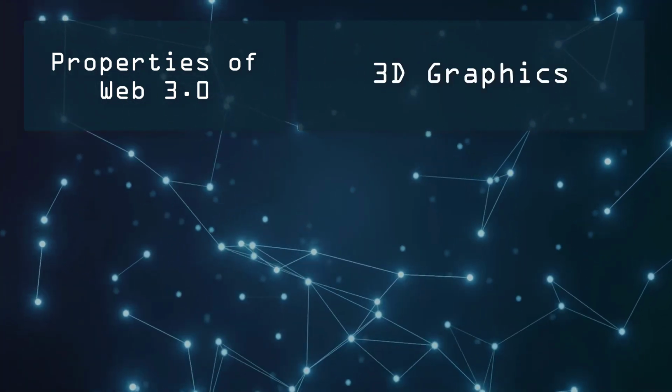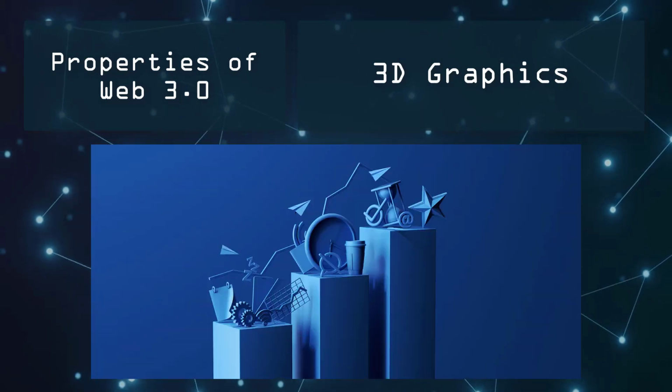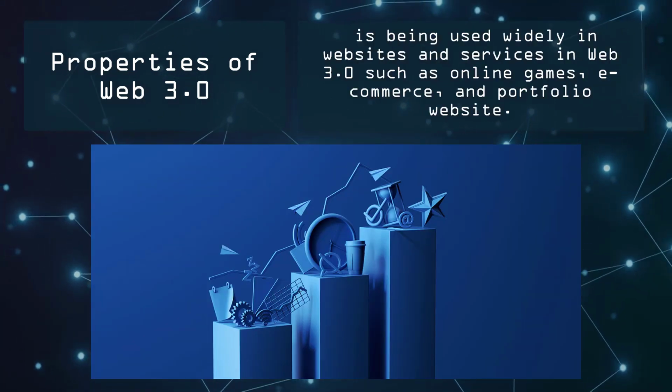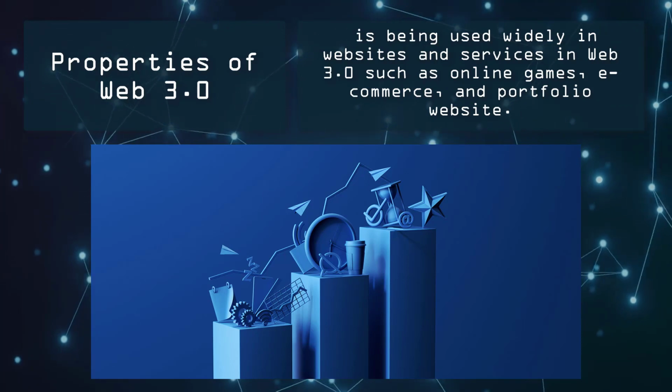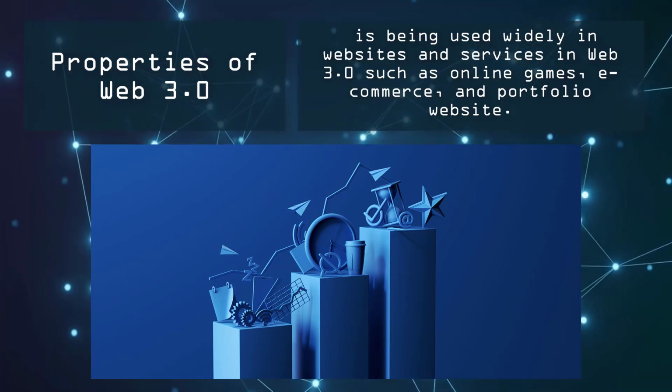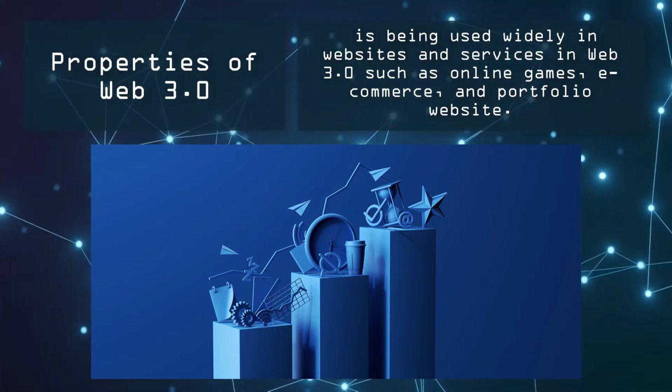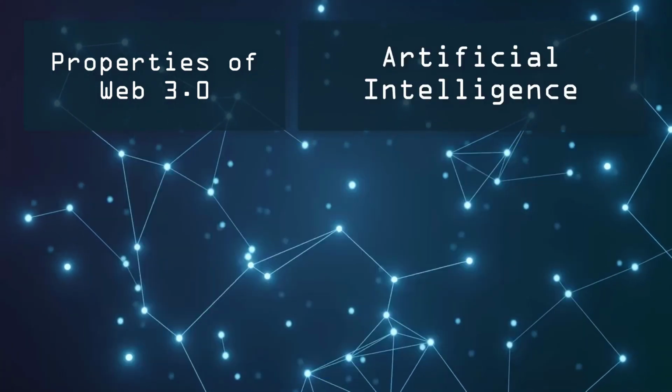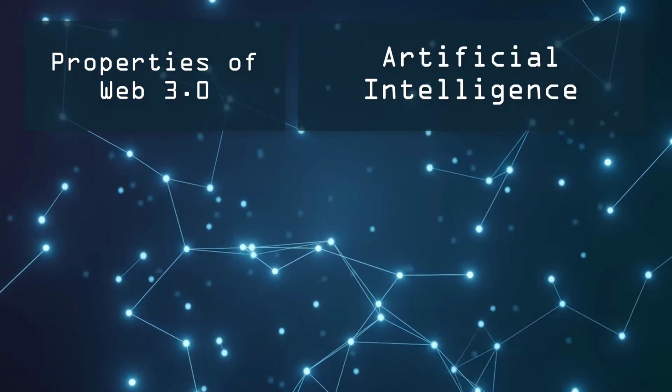Next, 3D graphics. 3D graphics is being used widely in websites and services in Web 3.0, such as online games, e-commerce, and portfolio websites. And number 3, artificial intelligence.